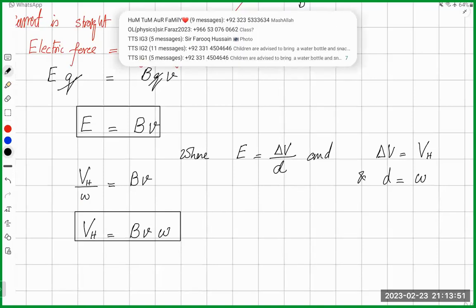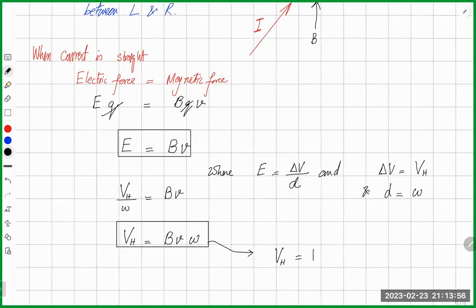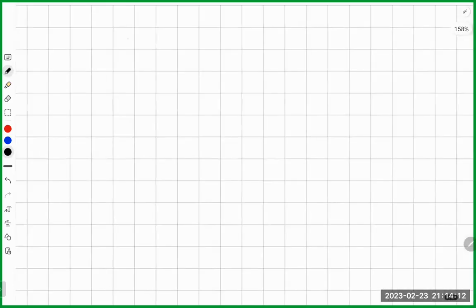Sometimes we also use V_H equals to Bvd, if you don't want to use that W over there. Now, let's move on. Hall voltage equals to Bvd. Sorry, BvW.